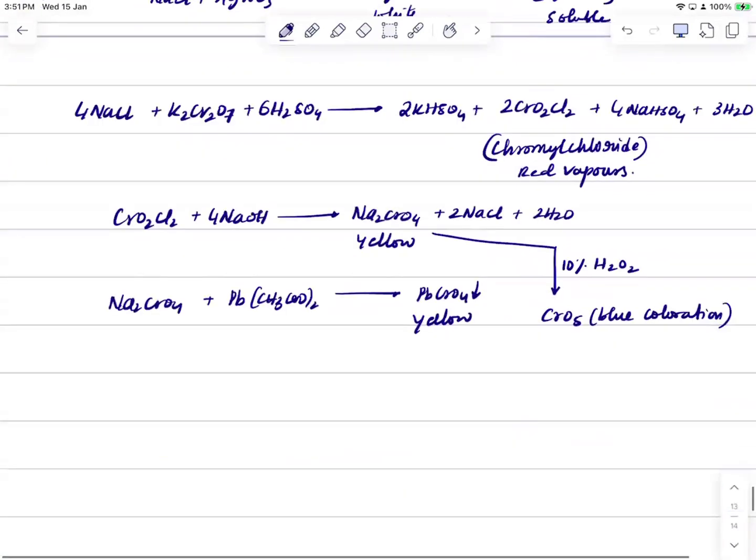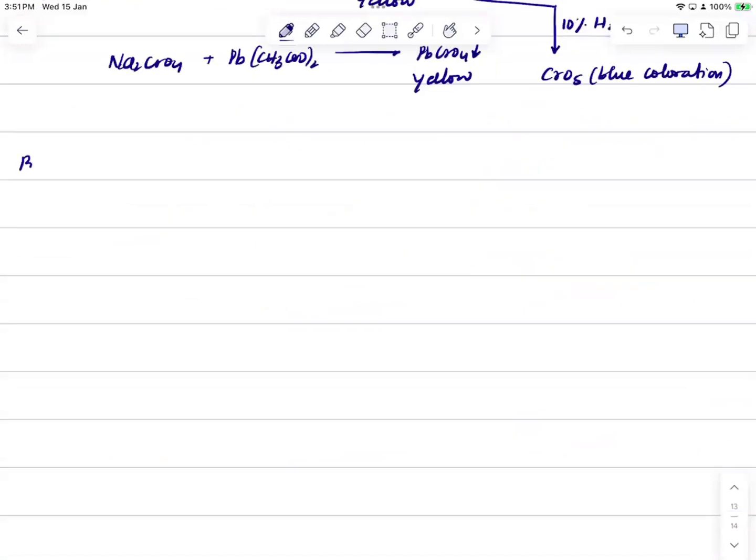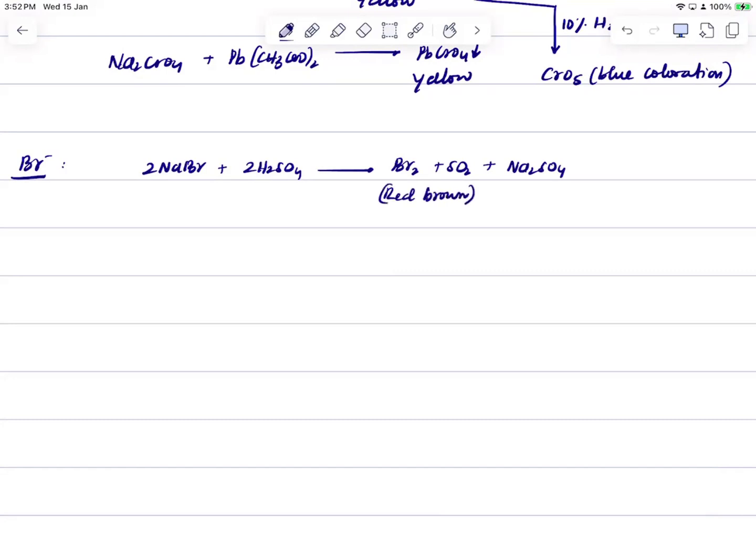And this is about chloride. What about bromide, Br minus? 2 moles of NaBr plus 2 moles of H2SO4 will give us Br2 plus SO2 plus Na2SO4. Now, Br2 is the direct form which you will get. This bromine gas which is released is actually reddish brown, red-brown vapors.